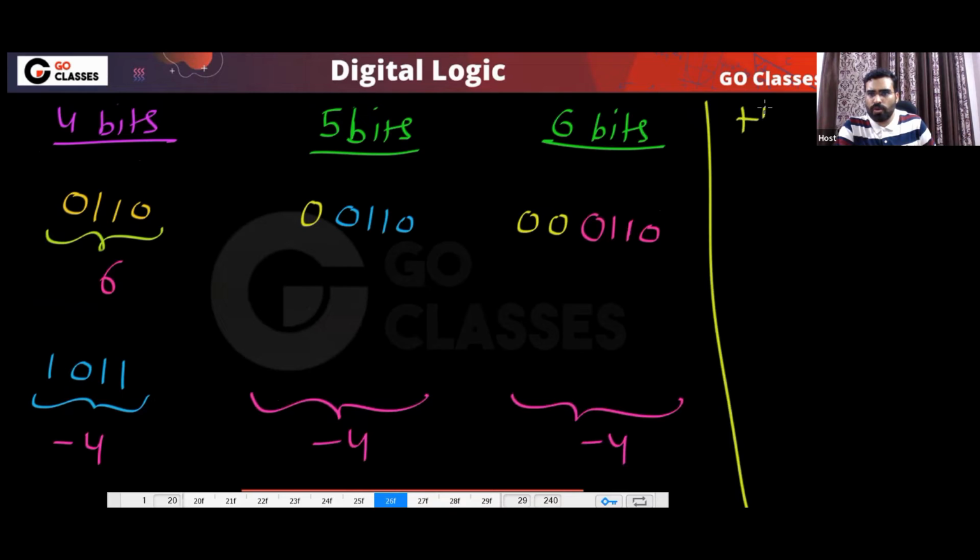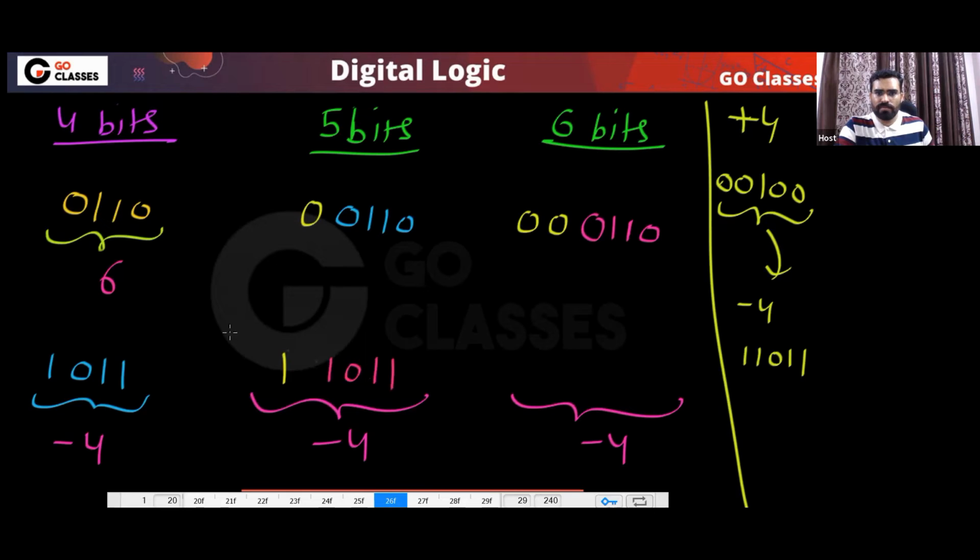Remember, this is your +4. What is your +4? Your +4 is 0 1 0 0. So in 5 bits, this is your +4. So what will -4 be? -4 will be 1 1 0 1 1. That will be 1, and then 0 1 1. In 6 bits, you will get 1 1 and then 1 0 1 1. You can check it out.